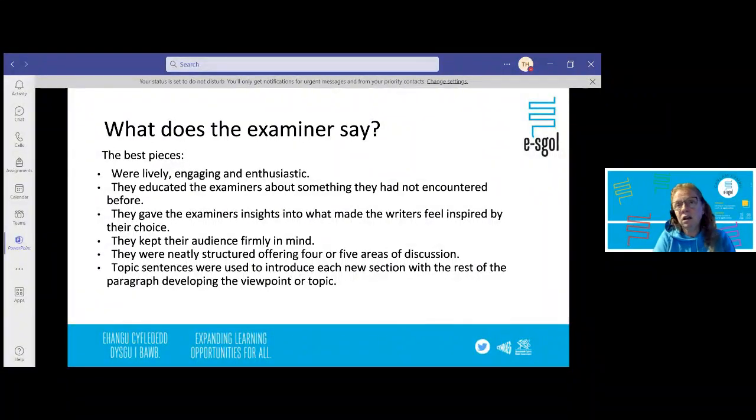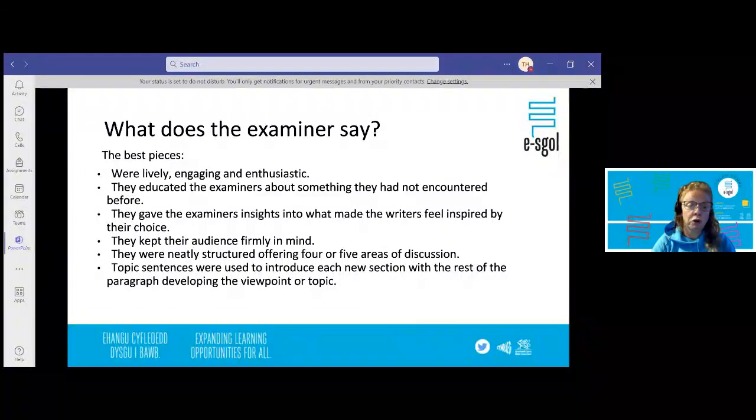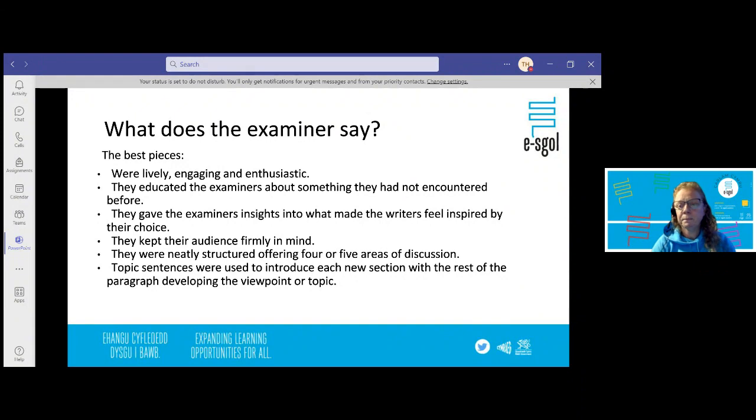Now that gives you a real clue there. When you're writing, aim for 5 clear points. Remember, we've talked about this in the past. An introduction, 3 good main points and a conclusion. 4 or 5 areas of discussion. Nice structure to your response. It says topic sentences were used to introduce each new section. And again, in previous recordings, we've gone over topic sentences.